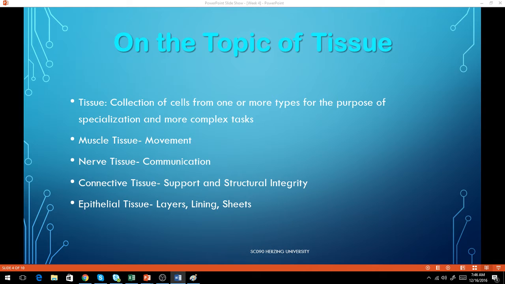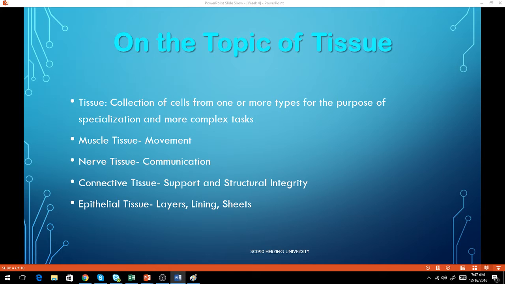Tissues. Let's start by defining tissue as something more than just a paper product used to blow your nose. Biologically speaking, tissue is a collection of multiple cells to form a more specialized structure. This specialized structure is capable of accomplishing more complex tasks than a single cell. It's able to raise its game, so to speak.